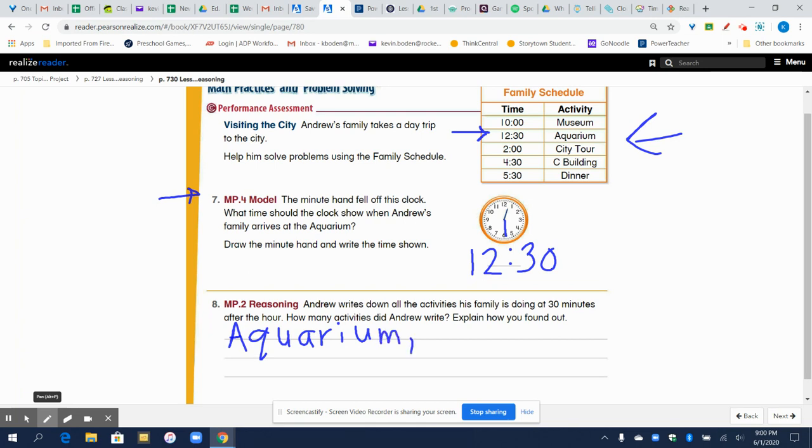Aquarium, comma. Oh, good job. They found that one, 4:30 for C building. I don't know what that means. Is that the name of a building? Are they going to see a building or what? Aquarium, sea building, comma, and there's actually another one I think on there. Found it. They're going to do dinner at 5:30.